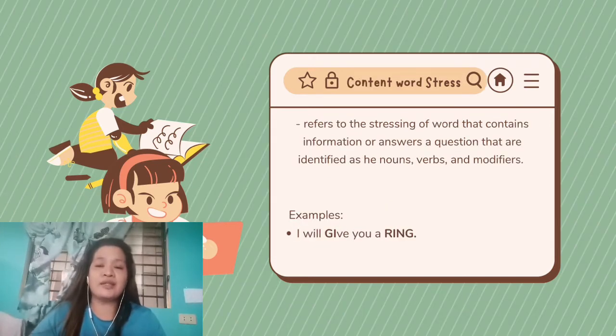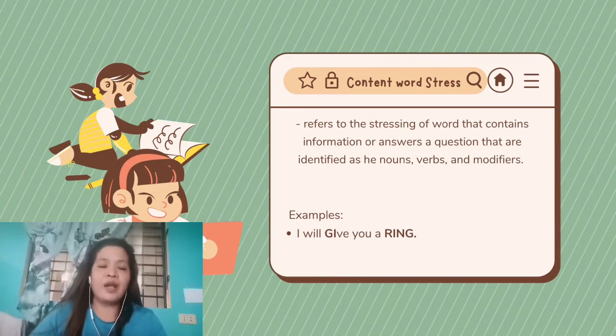Content word stress. Dito na tayo sa content word stress. Most of the time when we speak, we emphasize significant words in a sentence. These words carry information and often respond to questions. These are content words. Content word stress refers to the stressing of content words that are grammatically identified, such as nouns and verbs and the modifiers. In the sentence, content words receive the stress.